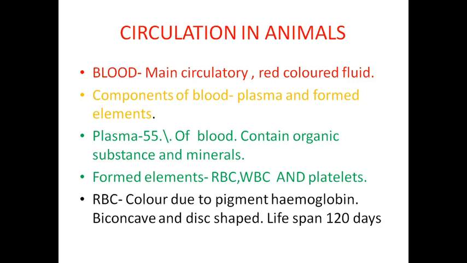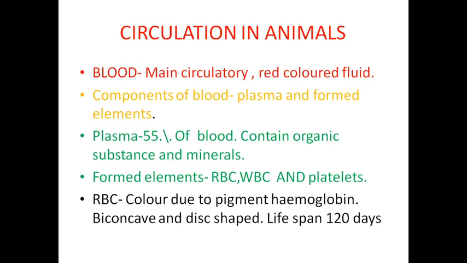First, normally the blood consists of two components. One is plasma, and the other is called formed elements. We know that blood is the main circulatory fluid. It is a red color fluid. Among the two components, the first one is plasma. 55 percent of the blood is plasma, and it contains organic substances as well as minerals. The organic substances are glucose and urea.